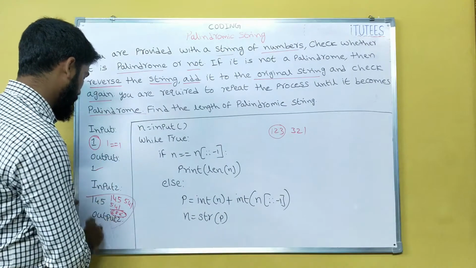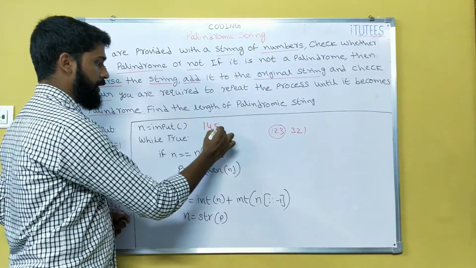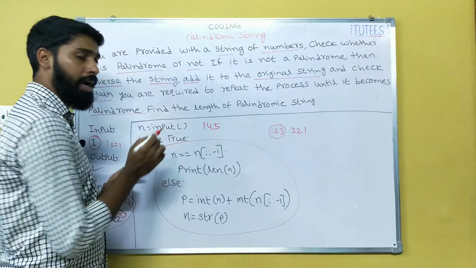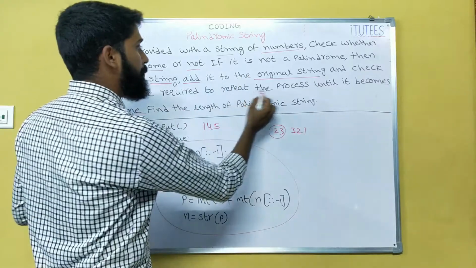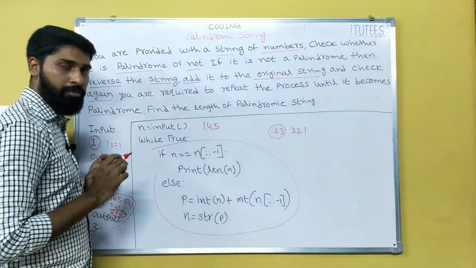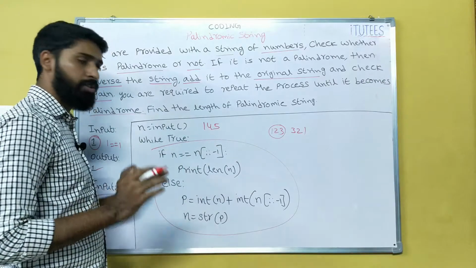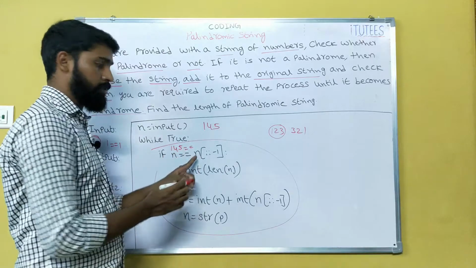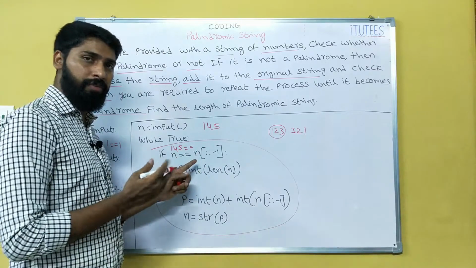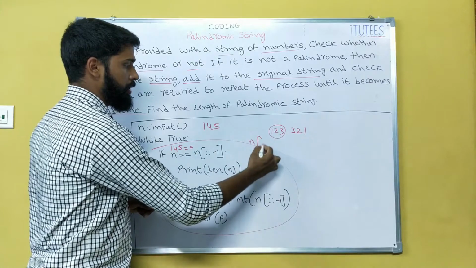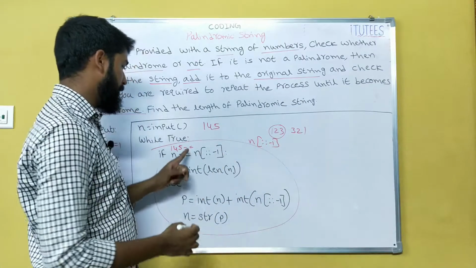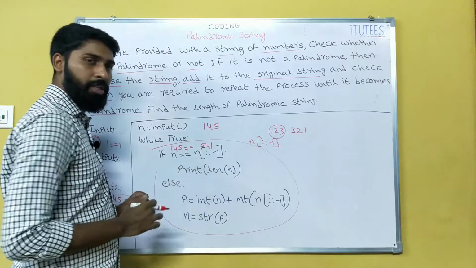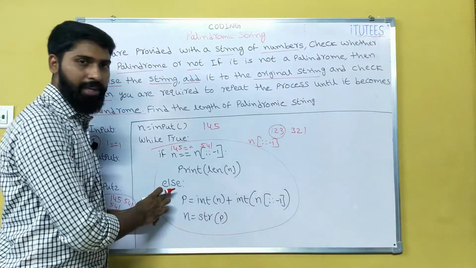In this case, what is the n value? N equals 145. So while True, we can execute these instructions until it becomes palindrome. So repeat the process until it becomes palindrome. So the while is always true. What is the n value? N equals 145. How can we represent the reverse of a string? By using n[::-1]. That means 145 now becomes 5, 4, 1. So are both the same? No. So go to the else part.